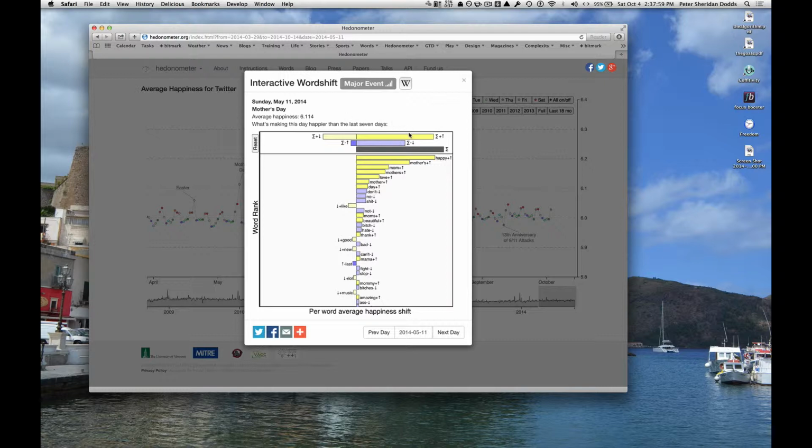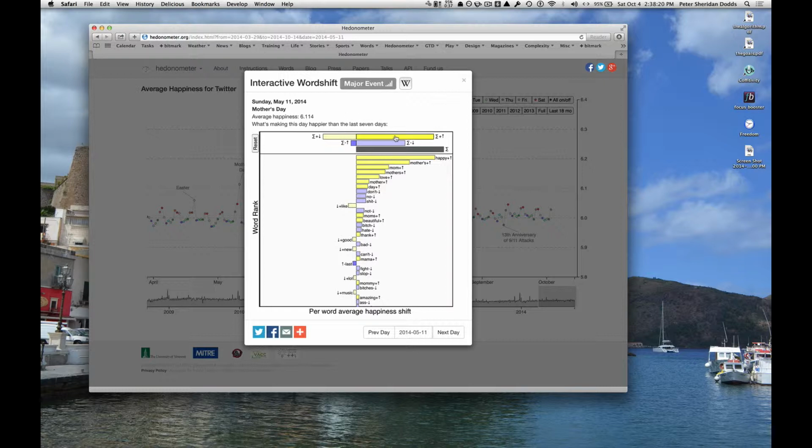So there are 4 ways that words can change in their frequency of usage. So that's what's happening. People are using some words more, some words less, and that is changing why this day in particular is happier than the last 7 days. That's the comparison we're making to the previous 7 days.